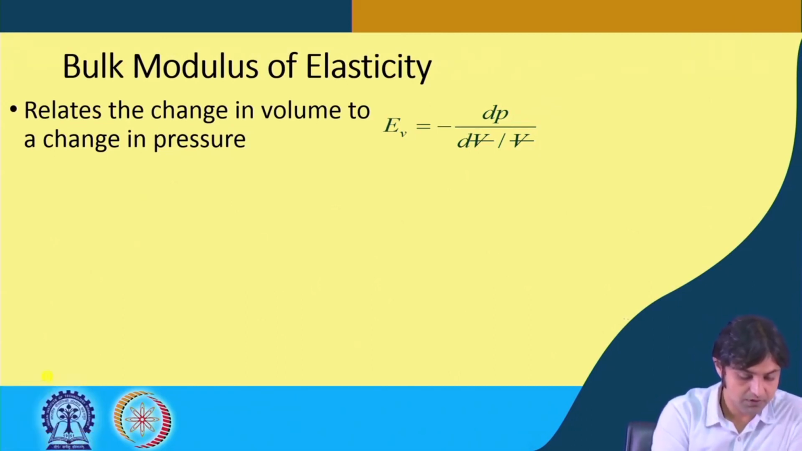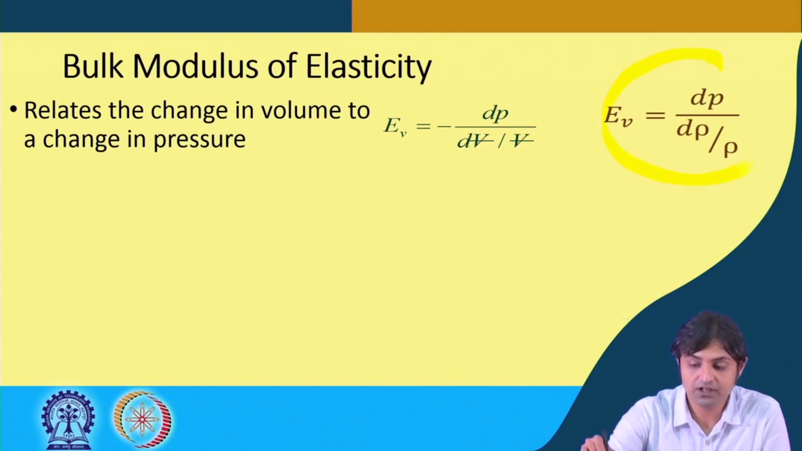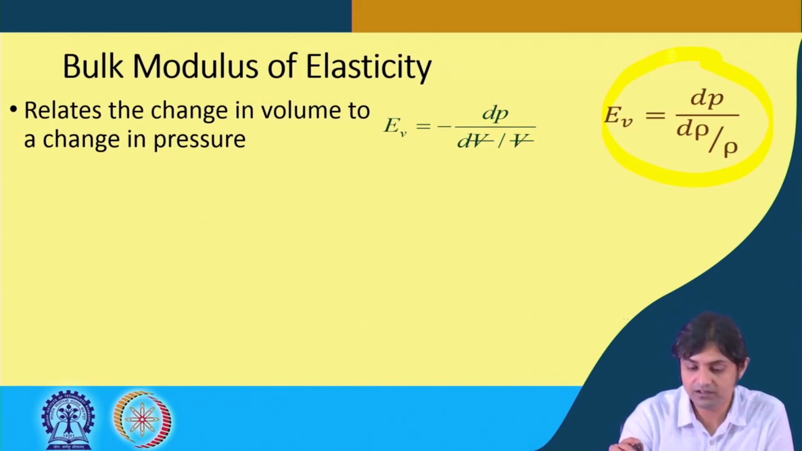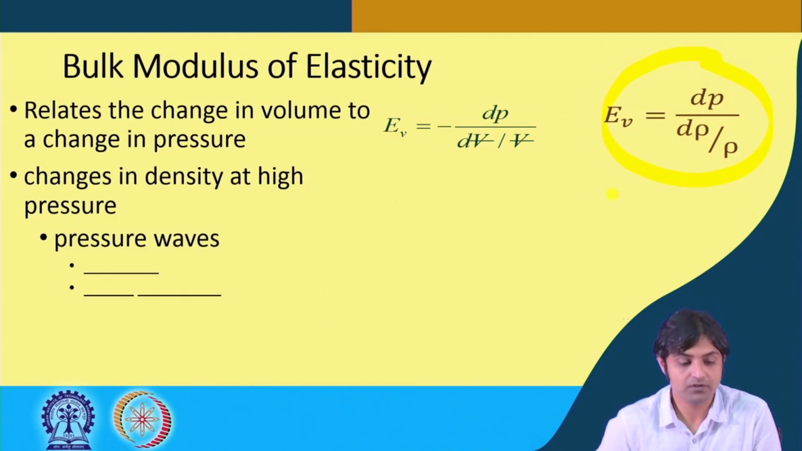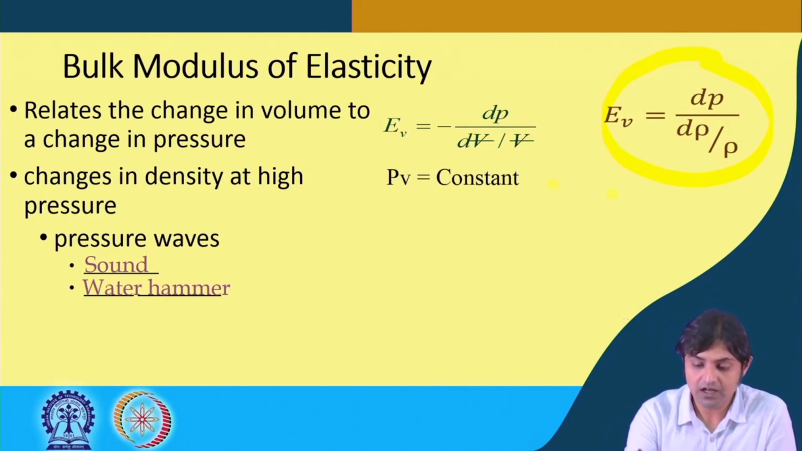So we are going to the highlighter now. This is the equation that we are going to come to later. And how do we get it? This is shown here after some more description of bulk modulus of elasticity. The changes in density at high pressure, for example in terms of pressure waves, one example is a sound wave and another is a water hammer. Now I promised that I will show you how to come from this equation to this equation.